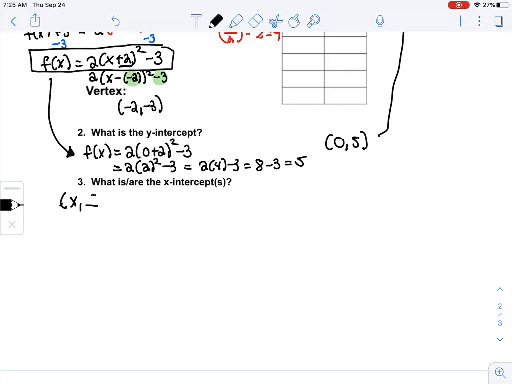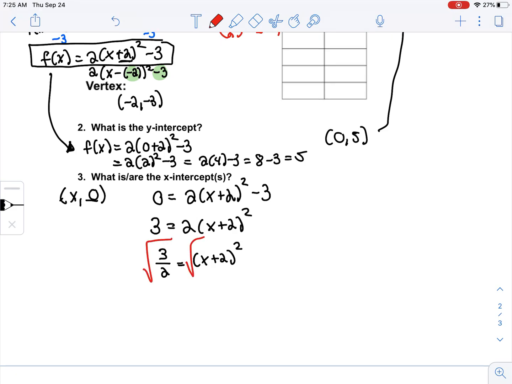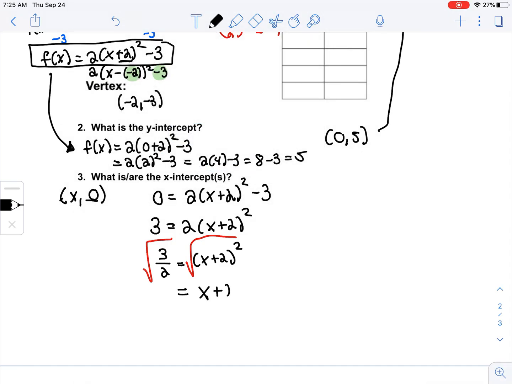We know that x-intercepts are going to have a y value of 0, so we're solving for the x when the y is 0. So once again, we're going to set this equation equal to 0, and we're going to solve. In solving this equation, we'll start by adding 3 to each side and dividing each side by 2, because we're trying to isolate that quantity squared. Now, to undo the squaring, we're going to take the square root on both sides.